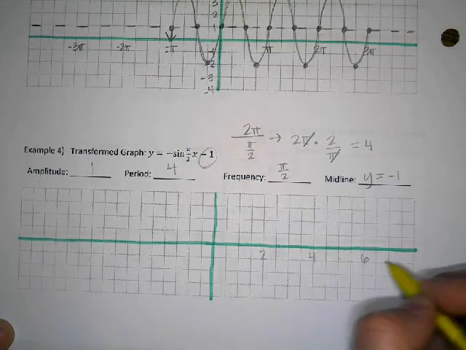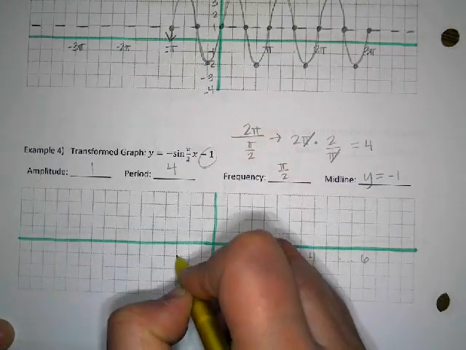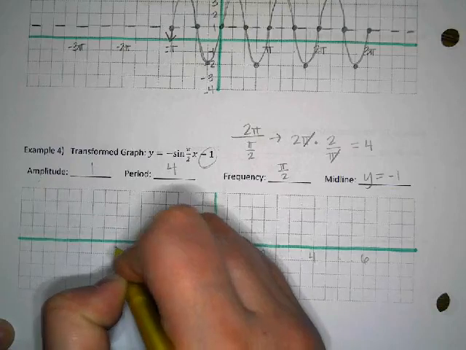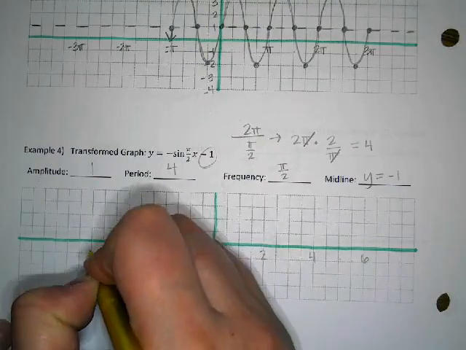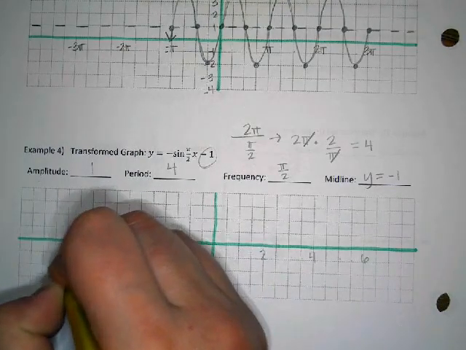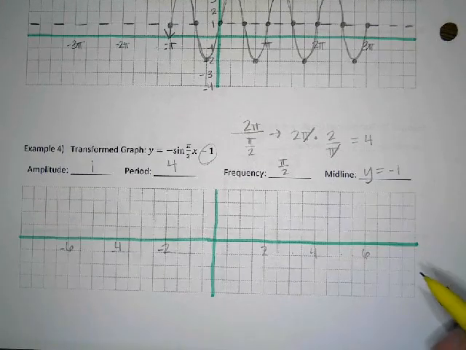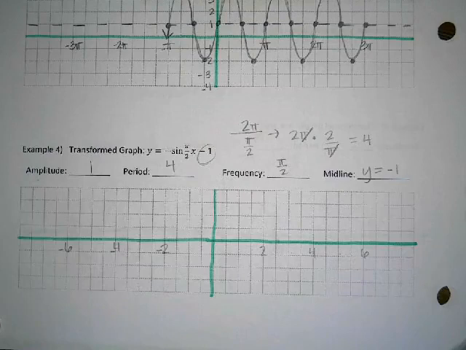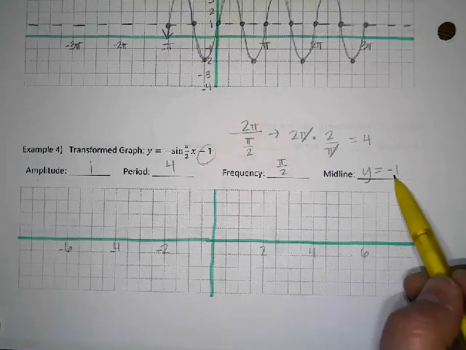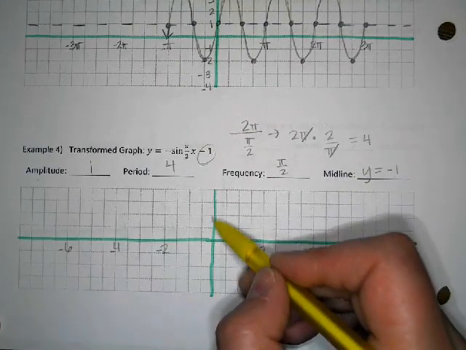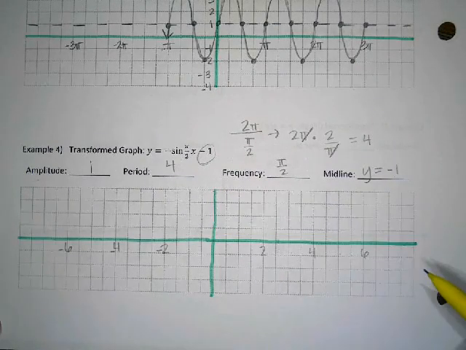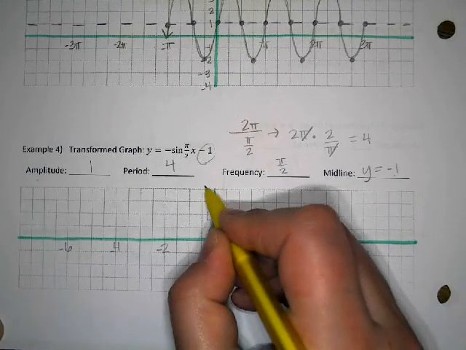Okay. For an amplitude of 1, and a midline of -1, do we want to go 1, 2, 3, 4 or 1, 2? 1, 2? We're going to go 1, 2, 1, 2. Okay. So now we have to do our midline of -1. So I'm going to put my dotted line in here at -1.